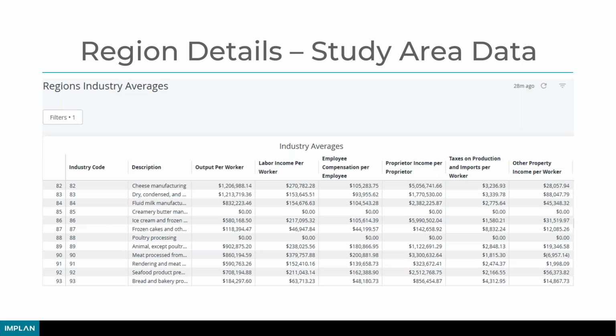So you have an understanding of where that output is coming from in the region. Is the industry you're looking at producing a lot of output per worker? Does it have high labor income per worker, and so on and so forth?